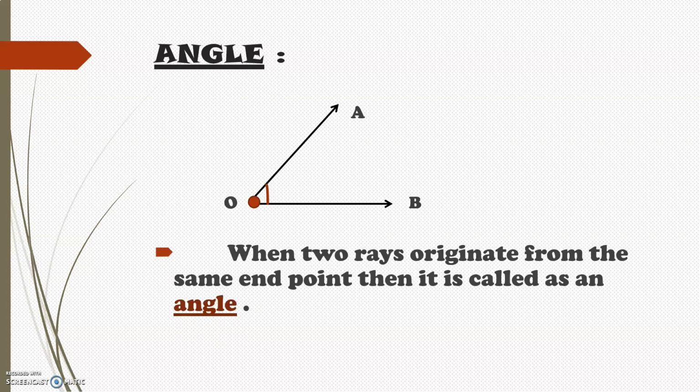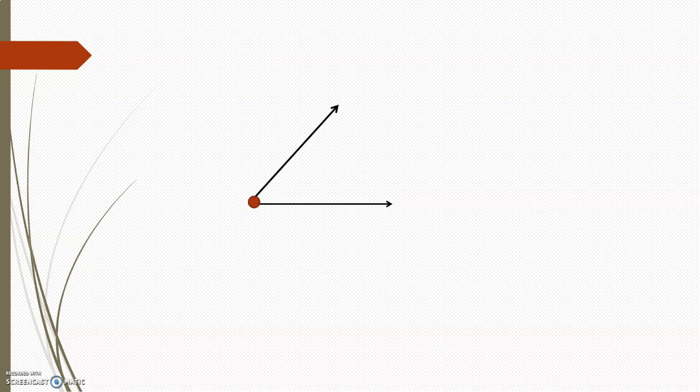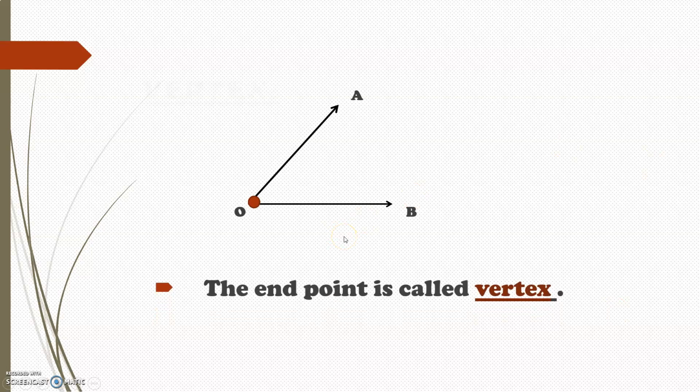What do you mean by an angle? Let us consider a point where two rays originate from the same endpoint, namely OAB. When two rays originate from the same endpoint, then it is called an angle. Or the distance between two lines is also called an angle. The endpoint of the particular angle is called a vertex.